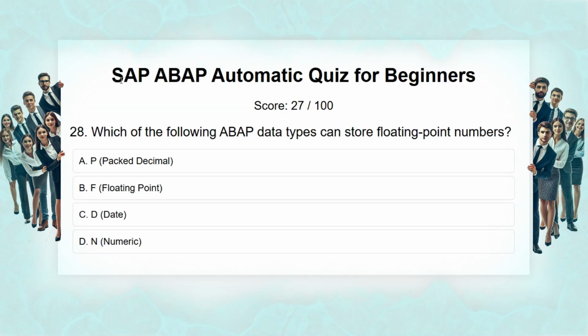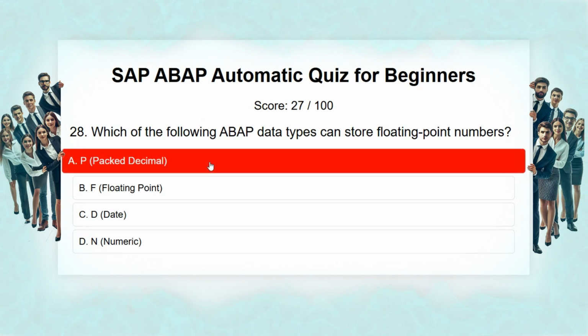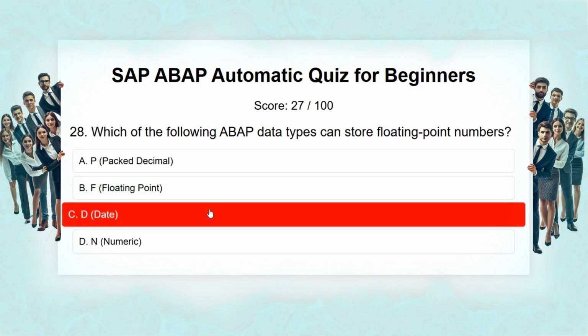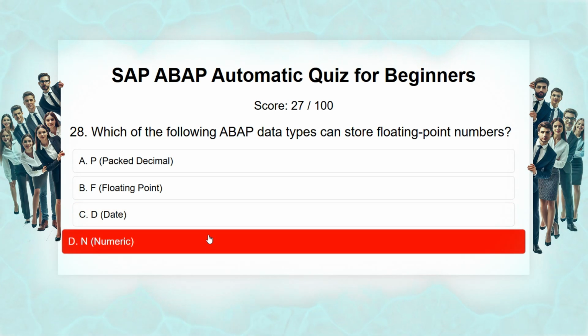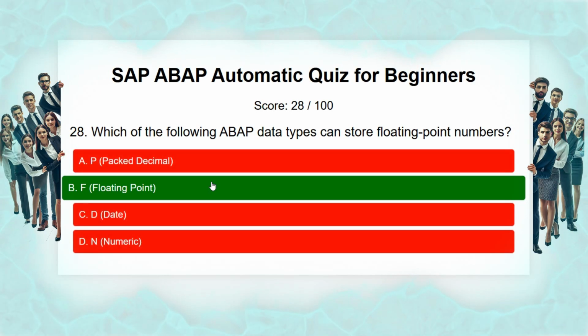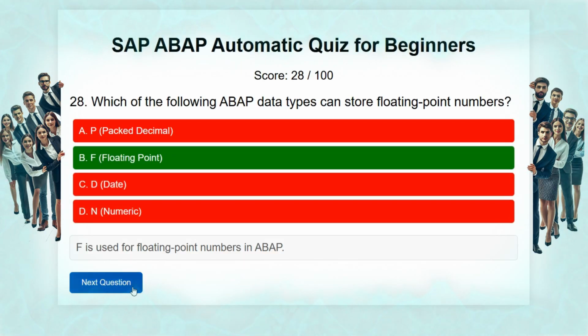28. Which of the following ABAP data types can store floating point numbers? A. P, packed decimal. B. F, floating point. C. D, date. D. N, numeric. Correct answer. F is used for floating point numbers in ABAP.